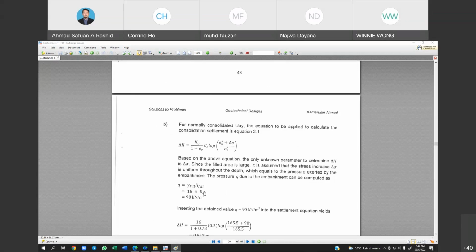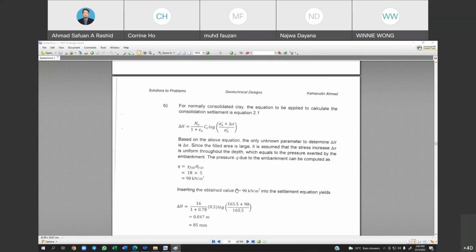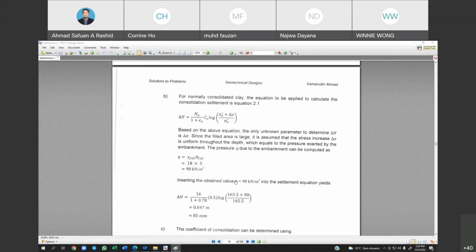Since the field area is large, it is assumed that the stress increase delta sigma is uniform throughout the depth, which is equal to the pressure exerted by the embankment. The pressure Q due to the embankment can be computed as Q equal to gamma field times H field, which is equal to 19. So then we just put the 19 to replace the delta sigma. From there we can get the delta H value, which is equal to 85.